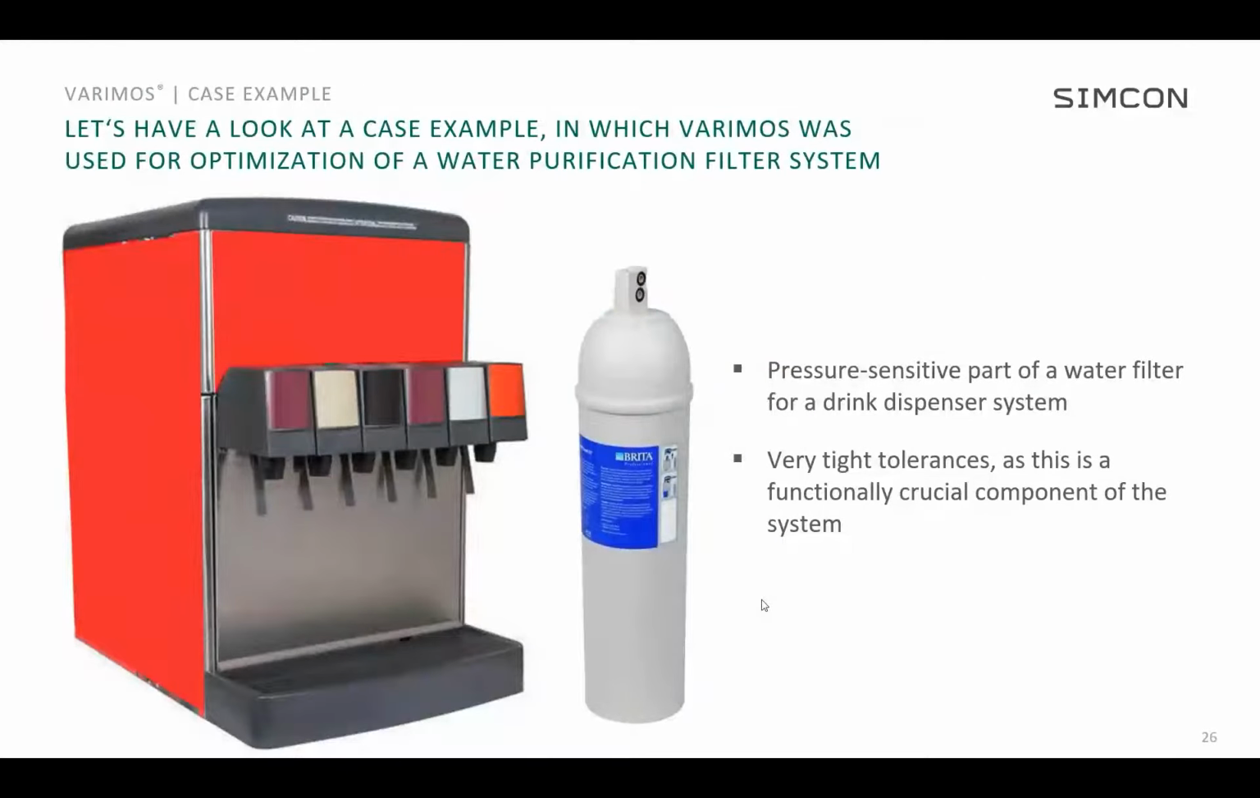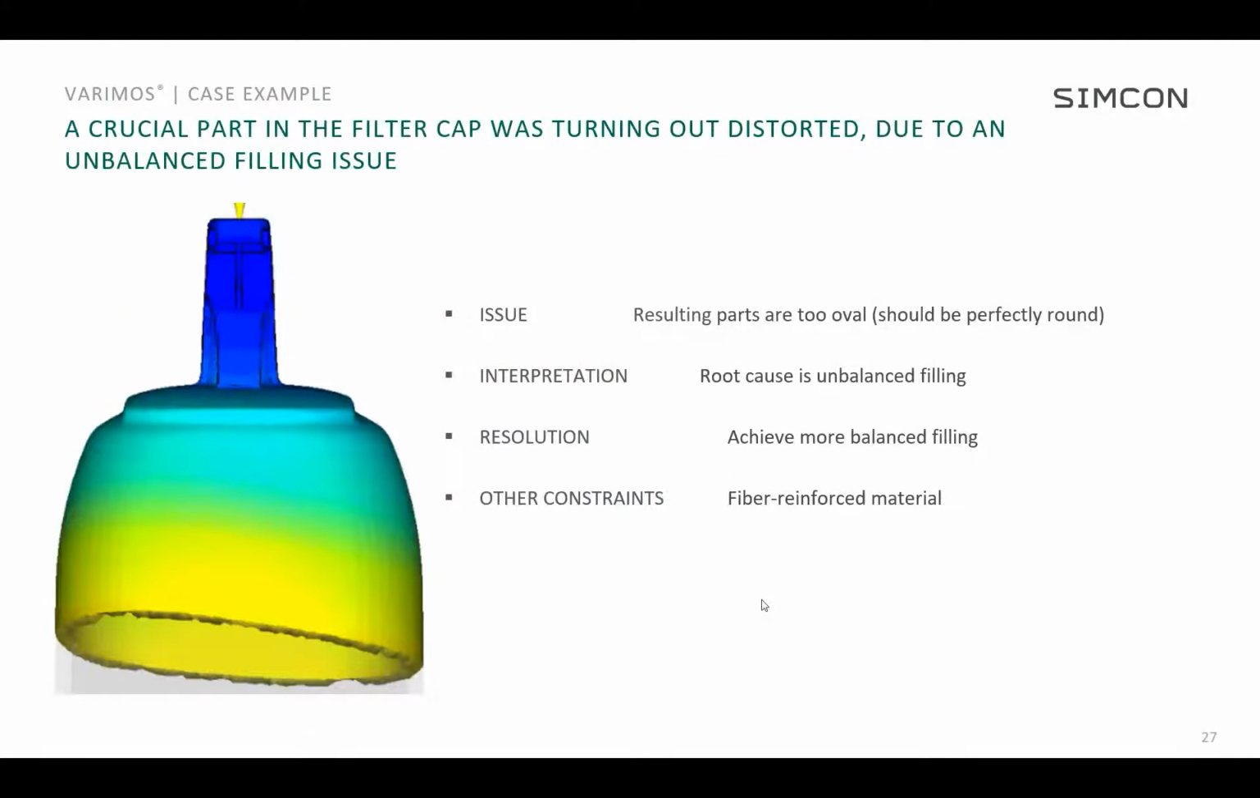Moving on to some case studies using the Varimos software. We have a really nice part here, a pressure sensitive bottle for a water filtration system for a drinkable drink dispenser. It has very tight tolerances. It's a functional, crucial part to this dispenser. The problem with this part was that we were getting too oval a shape. The root cause was an unbalanced filling. So the ultimate idea for using the Varimos software is to get a more balanced filling.